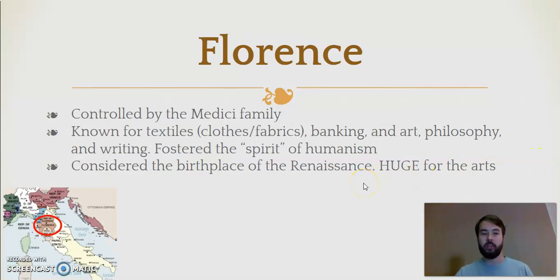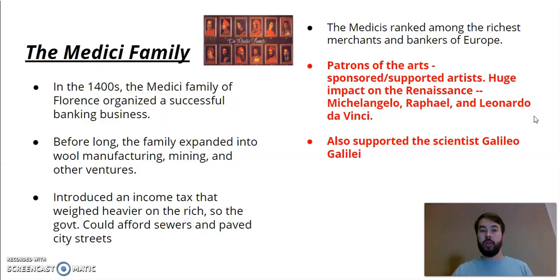The next one is Florence. They were controlled by the Medici family. They were known for textiles, which is a fancy word for clothing and fabrics, banking, art was huge, philosophy and writing. They fostered that spirit of humanism a lot in Florence, and some historians call it the birthplace of the Renaissance. You need to know the Medici family. It's on your vocab list, and it's going to be on your exam.